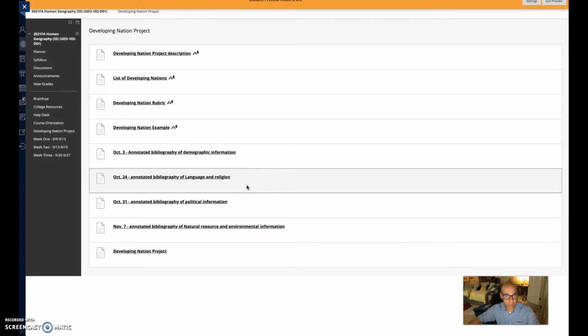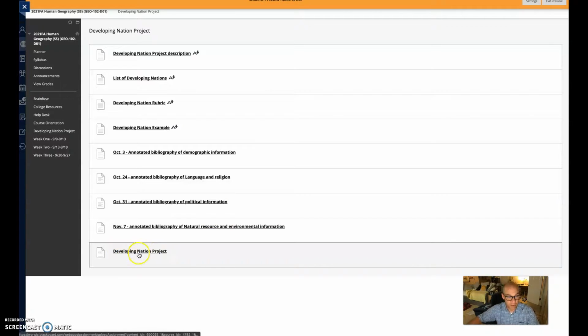And again, it helps you sort of gather your research for your final project, which will be submitted at the bottom here on December 12th. I hope this explainer helps. I recommend right now is getting started looking for demographic information on a developing nation of your choice, whatever that is. Okay. Talk to you guys soon.